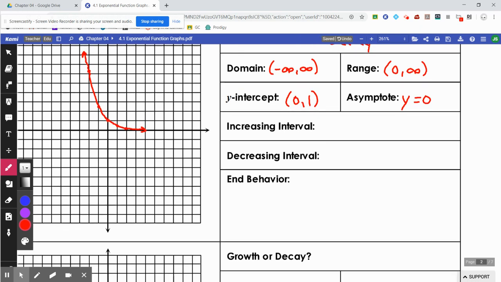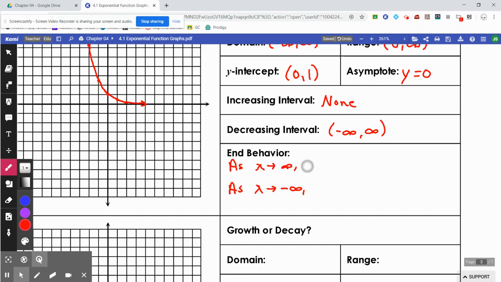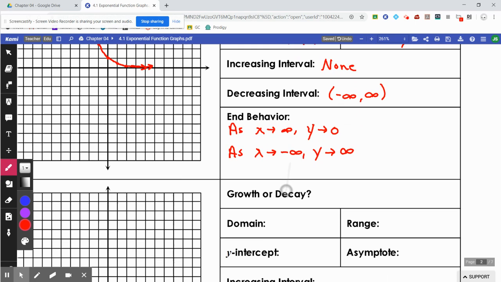My increasing interval, there are no increasing intervals because from left to right, my function is always going downhill. Now, in end behavior, as my graph travels to the right, again, we level out to our asymptote line. My y value would approach 0. As we travel to the left on our graph, it goes uphill to infinity forever.